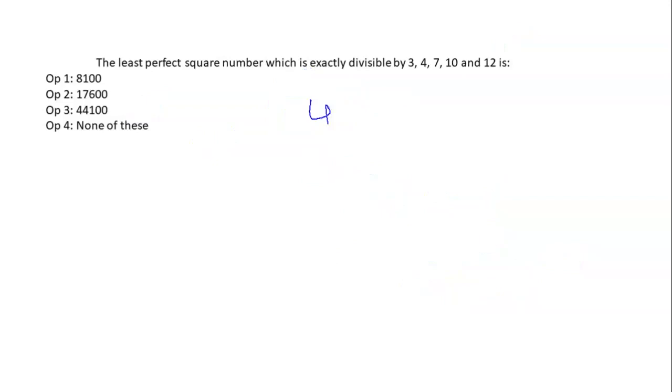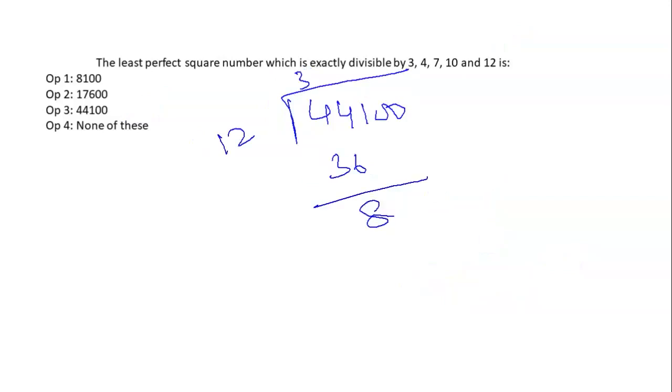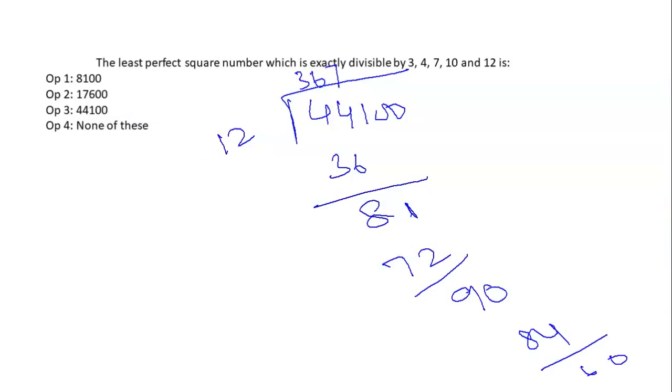Trying to be very quick at times, doing lots. So what I get is 12, 3 times 36, and 81. 81, how many times do I get? 6 times 7, 42, 90. 90 is divisible 7 times in this way. Okay. So your answer is 44100, because it's divisible by all these numbers. Okay. That's fine. So your answer is 44100.